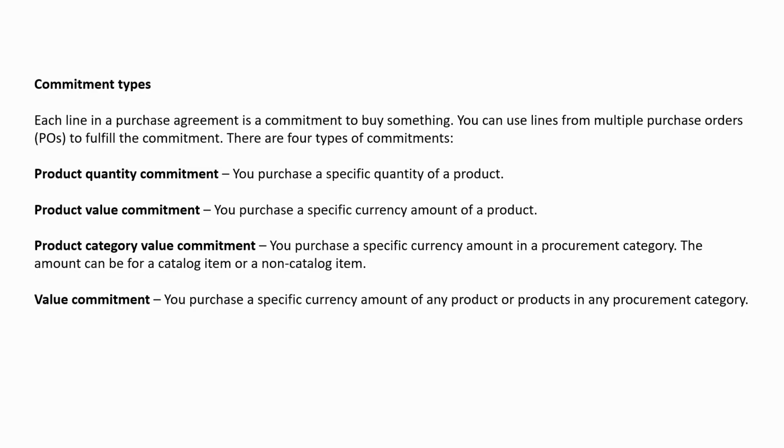Briefly, I will tell you there are four types of commitments. So the purchase agreement has four classifications of commitments. One is your product quantity commitment, so you are committing to buy a specific quantity of a product. Then the product value commitment, which is tracking the amounts, and then product category. The first two are lines for actual items, and the last two commitment types are for product categories.